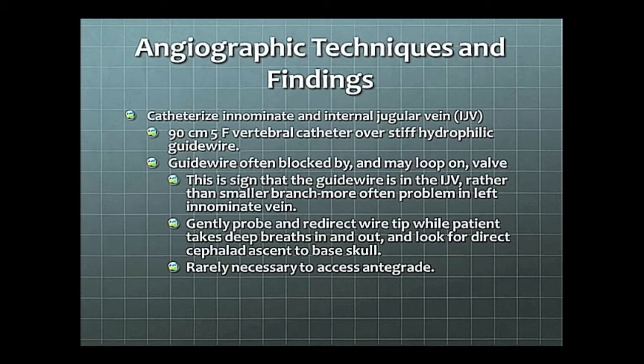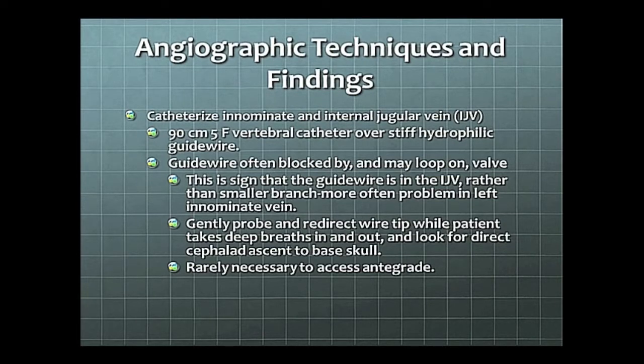In terms of catheterization, this is my formula. There are others, but this works for me. I catheterize the right and left innominate veins and the right and left jugular veins with a 5 French vertebral catheter. I start off with a stiff hydrophilic guide wire, and pretty much I can get to every patient. Almost every patient I'm successful with this.